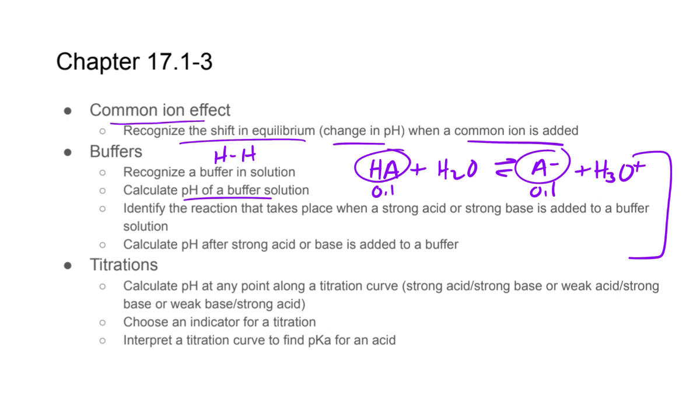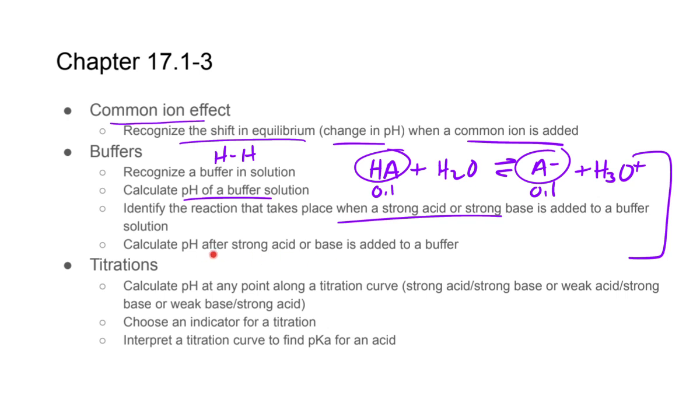Okay, so then the next thing we did here was we thought about what would happen if we added either a strong acid or a strong base to a buffer. What is the reaction that takes place? So for instance, if we added strong base to this buffer solution, that strong base would react with the HA and form water and A minus.